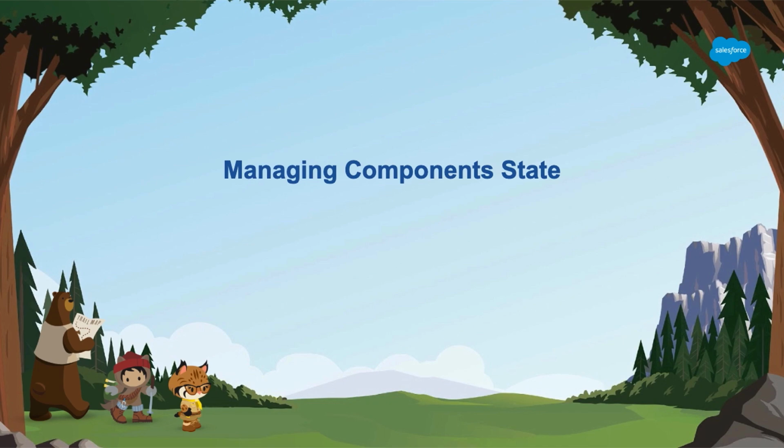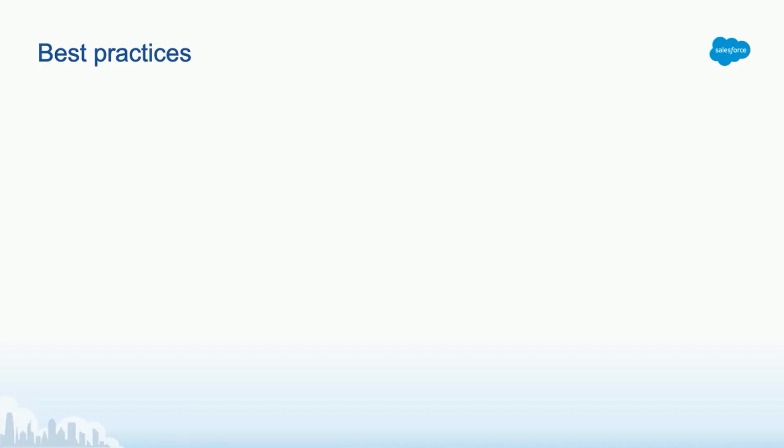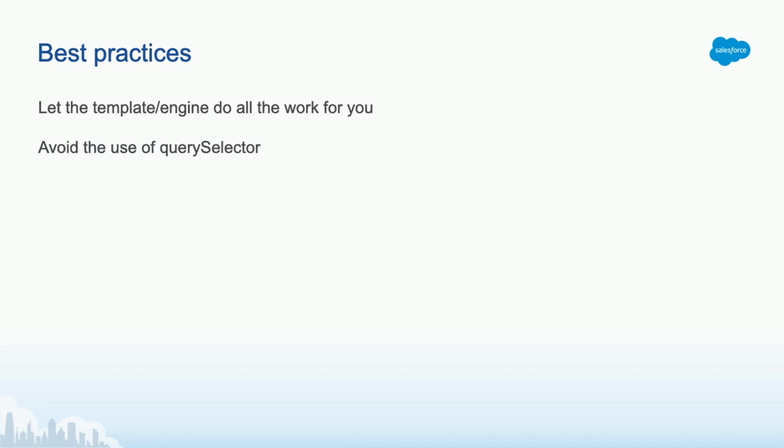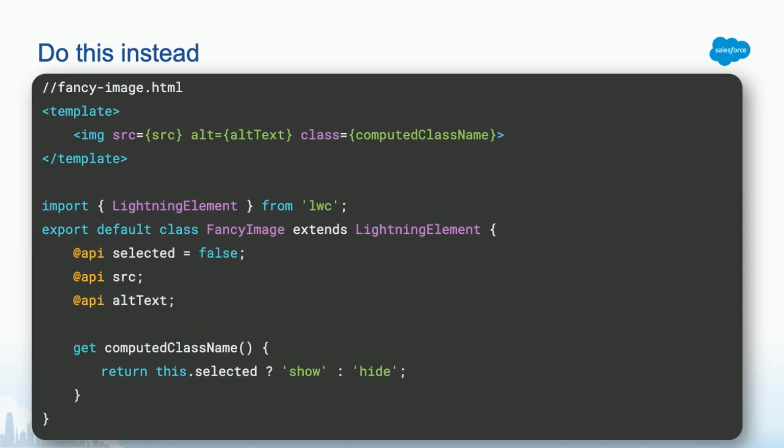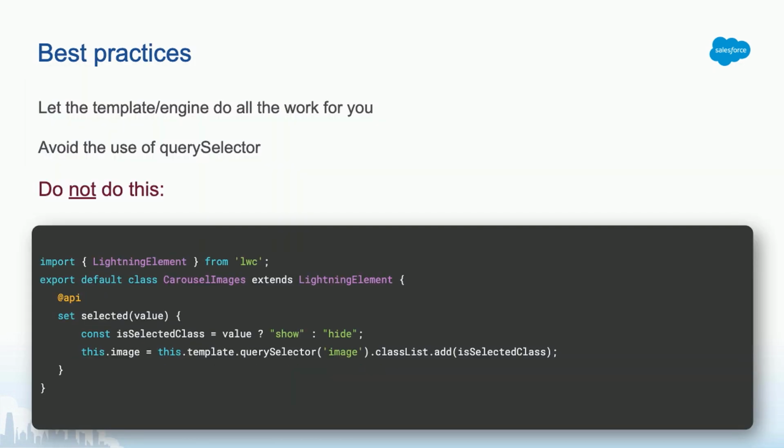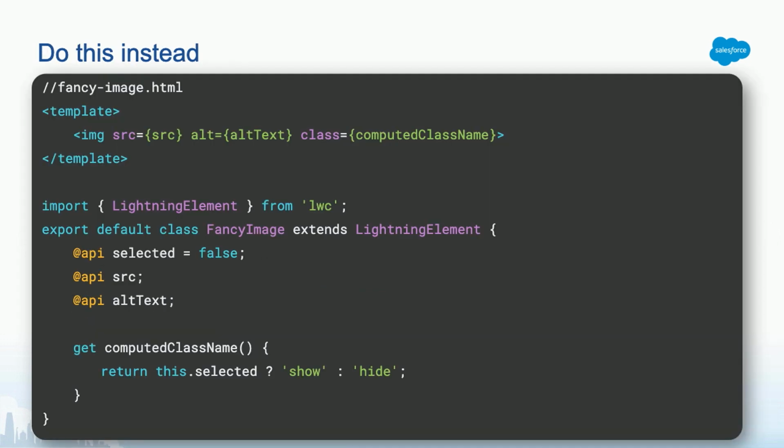Speaking of states, let me show you something that we consider best practice. If you're new to web components, you're probably thinking of doing something like this to change the state of your component. So in the case of a carousel, maybe you're thinking of just getting the image and slapping a class into the element, right? Wrong. You don't want to do that.